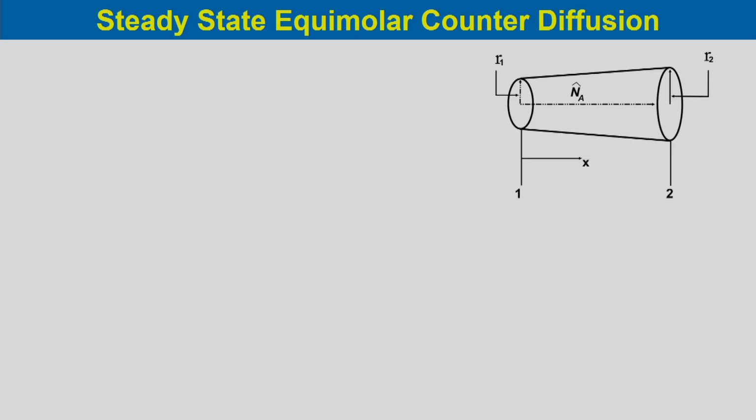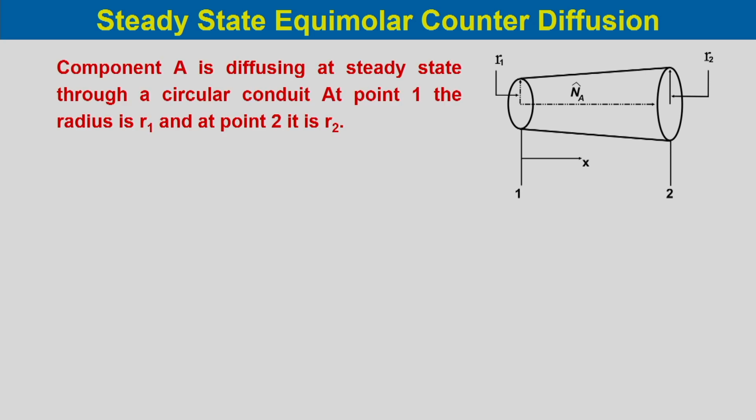Now, let us consider steady state equimolar counter diffusion. So, this is a cylindrical geometry, uniformly tapered. Component A is diffusing at steady state through a circular conduit; at point 1 the radius is r1 and at point 2 it is r2.